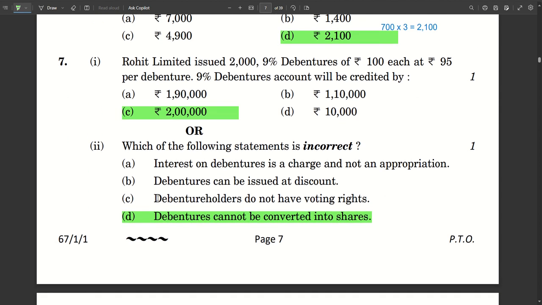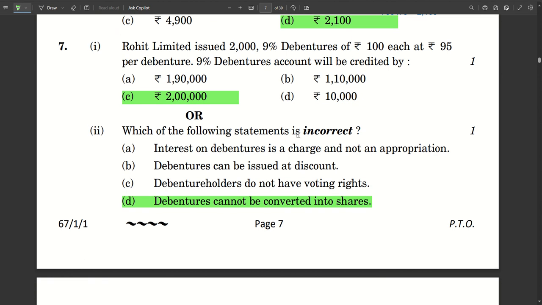Okay, next one. Which of the following statements is incorrect? Now, a lot of students, again, I have seen, even though it is written in bold, students still miss it out. So, interest on debenture is a charge and not an appropriation. That is correct. Debentures can be issued at a discount. That is correct as well. Debenture holders do not have voting rights. That is also right. So, debentures cannot be converted into shares.